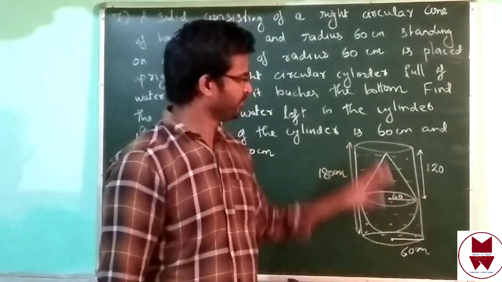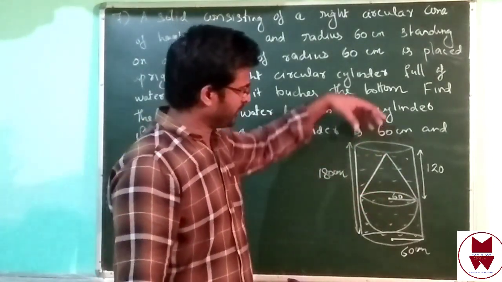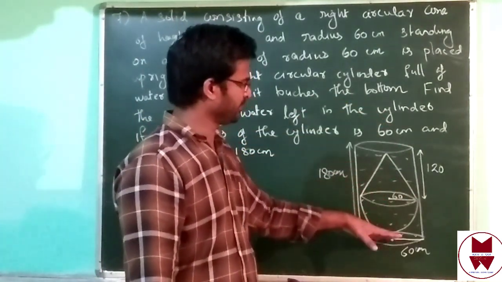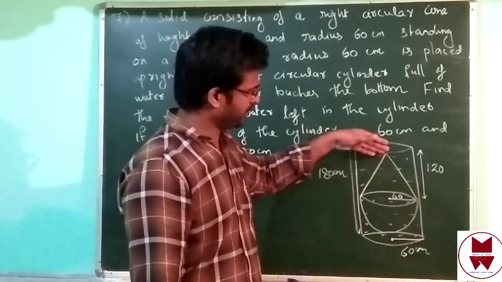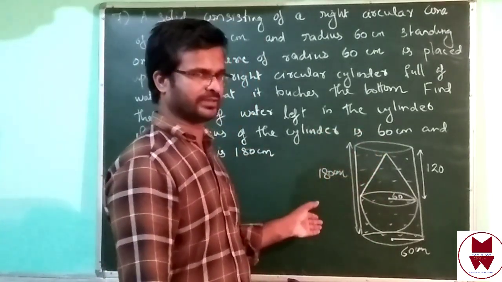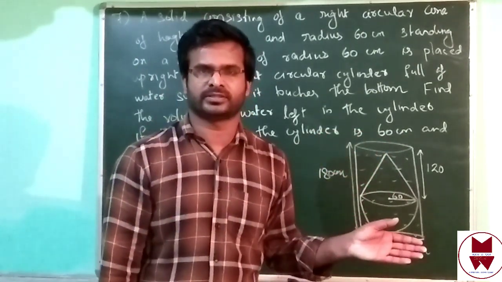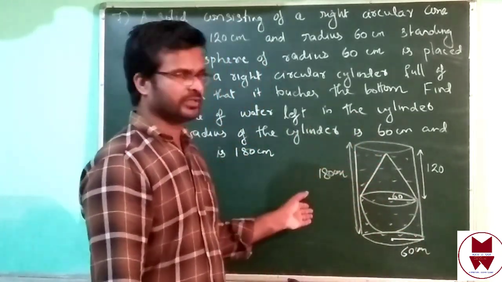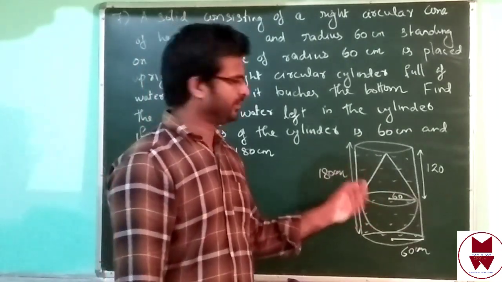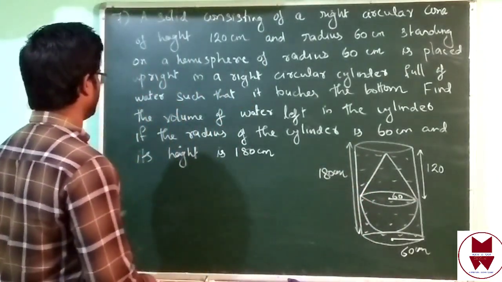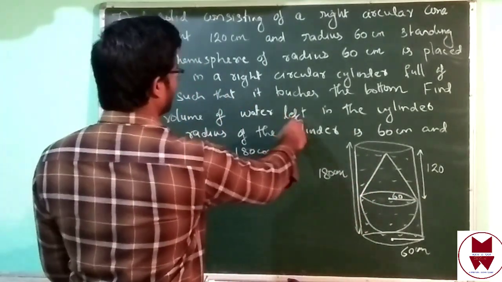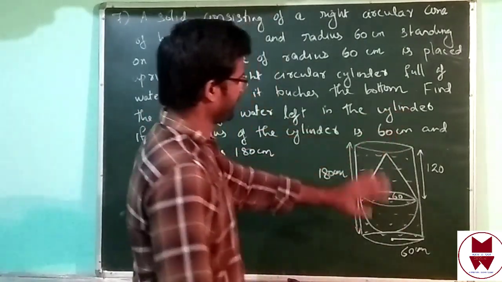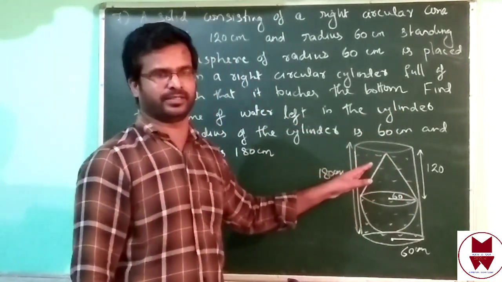This is like one cylinder full of water. Then we are putting one solid inside the cylinder. Anyway, if you put one solid, water will go outside, isn't it? How much water will go outside? The volume of this solid and the water that goes out will be equal. Then what is our question? We have to find the volume of water left in the cylinder. How much water is remaining in here?